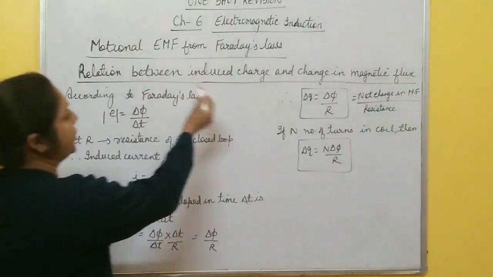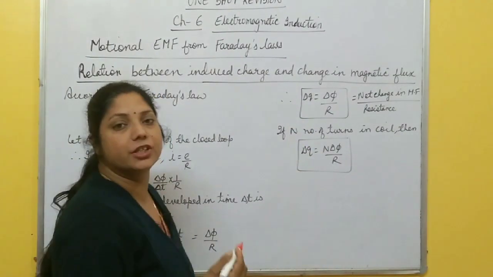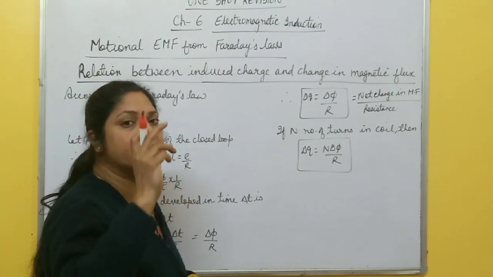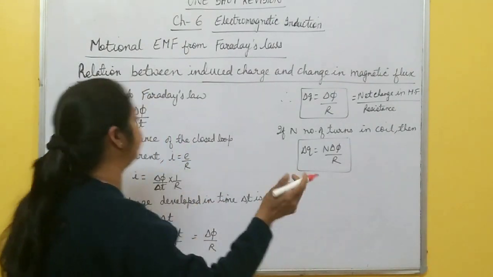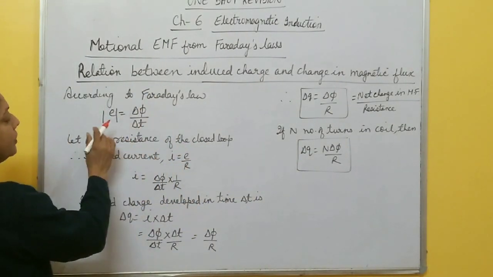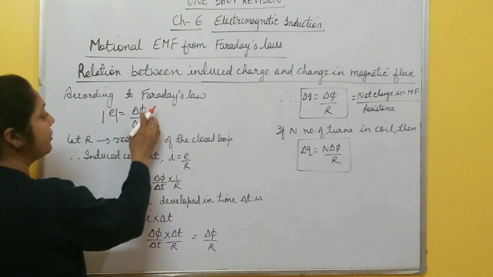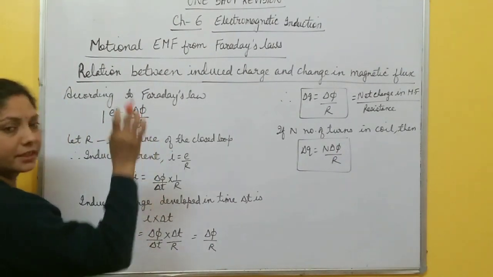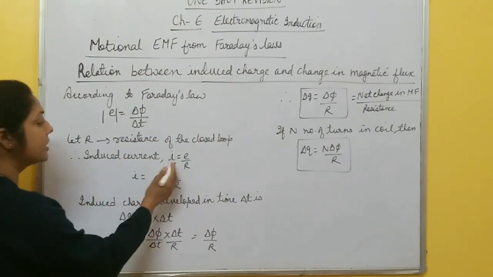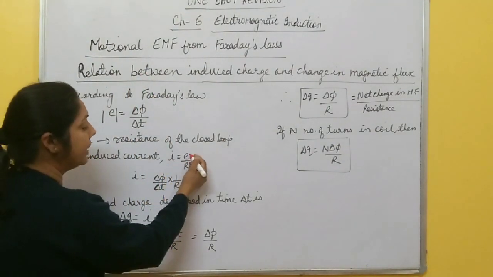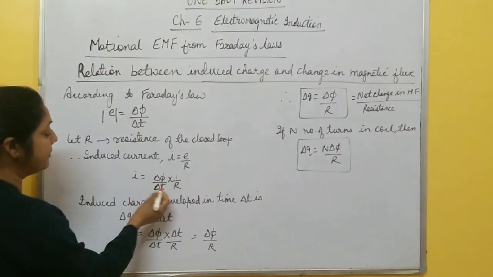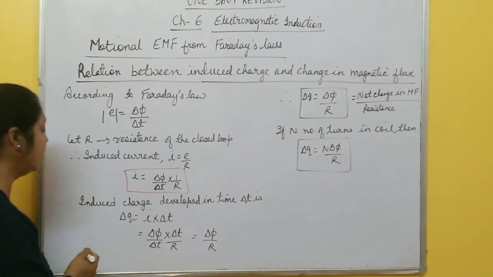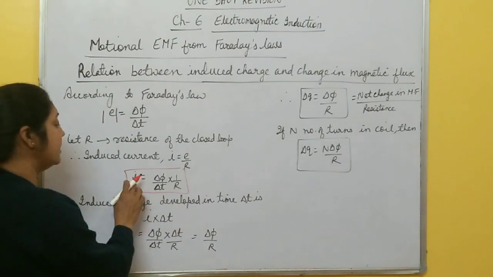Now next is the relation between induced charge and change in magnetic flux. It is a very small topic. What is the relation between induced charge and change in magnetic flux? According to Faraday's law, the magnitude of induced EMF is the rate of change of magnetic flux, del phi by del t. If R is the resistance of the closed loop, then the induced current is, according to Ohm's law, I is E by R, and E is del phi by del t. So I is equal to del phi by del t into 1 by R. Now this is the induced current.